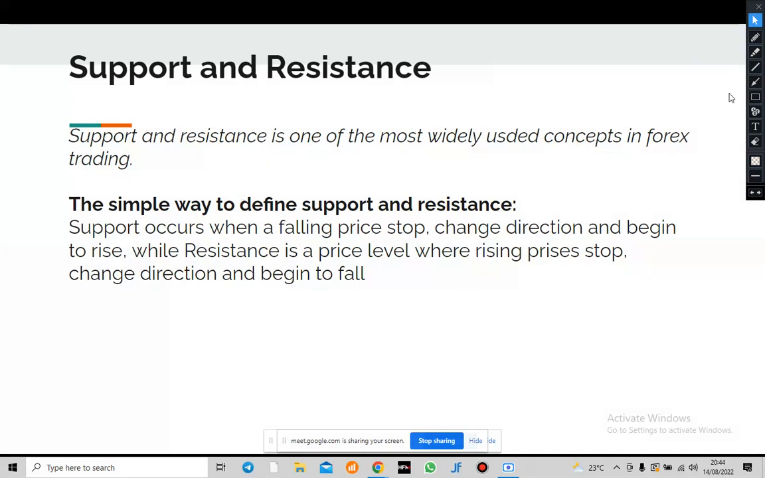Nevertheless, there's something that you must know when you are trading support and resistance. This is the definition of support. Resistance is a price level where rising prices stop. The price is rising and it stops, then changes direction and begins to fall. We call that the resistance.